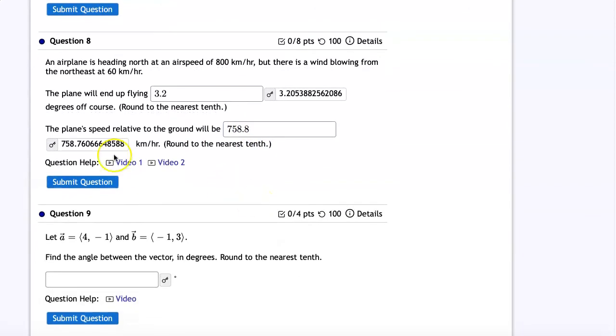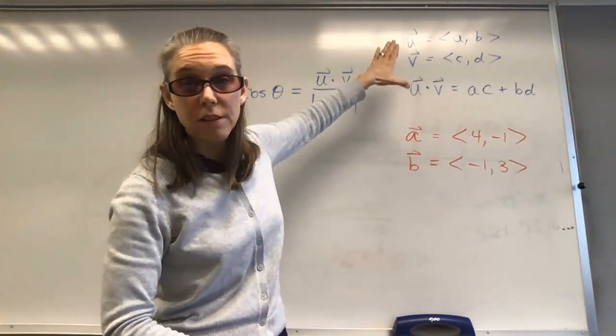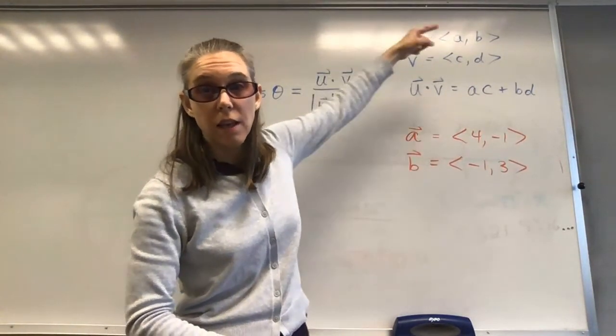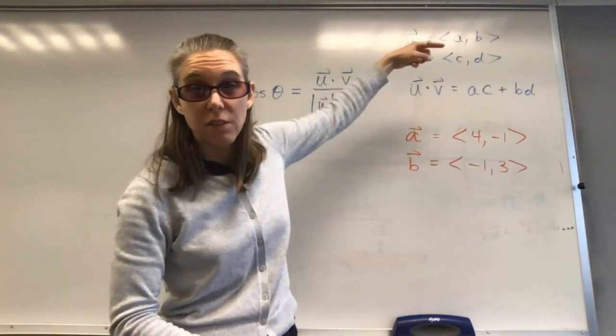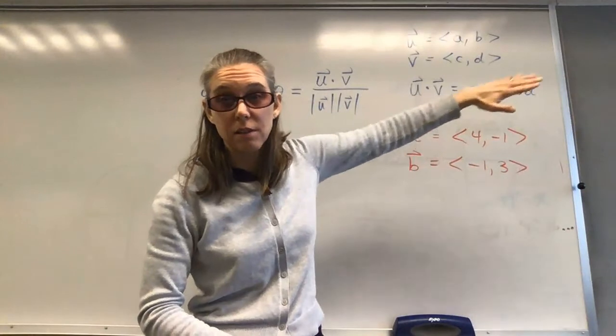Okay, now we're down to this very last problem, which was also from the last test. Find the angle between the vectors in degrees. So this should be another familiar problem. So first I have up here what the dot product is. If vector u is a comma b and vector v is c comma d, then the dot product of vectors u and v is going to be ac plus bd.